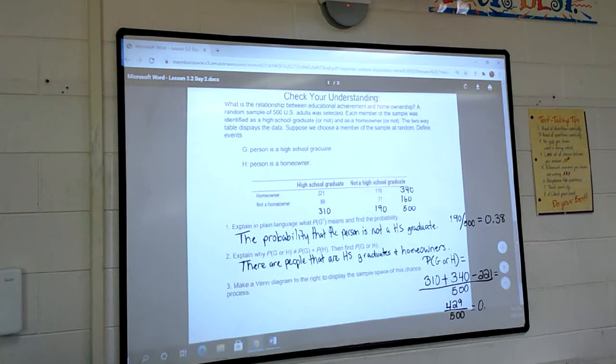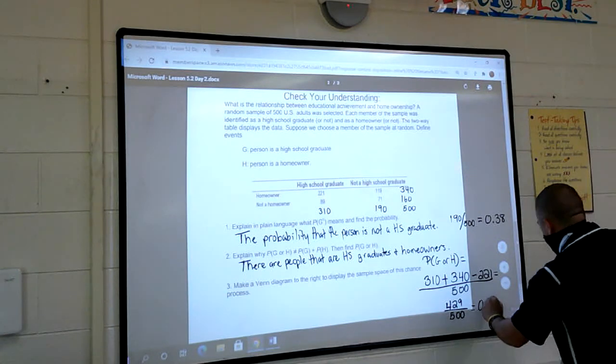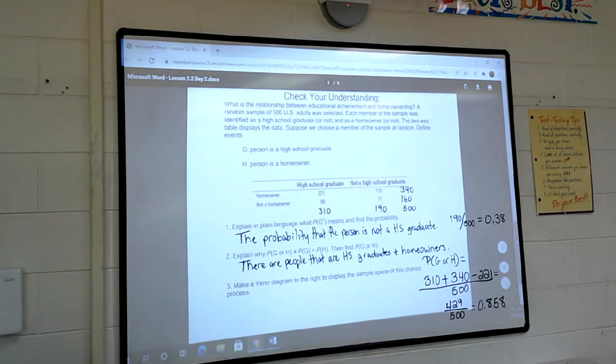The 429 out of 500, I'll probably go to 3 decimal places there. So 0.858. That's what I got. And that is actually as far as it goes. So 0.858, so that's about 85.8%.